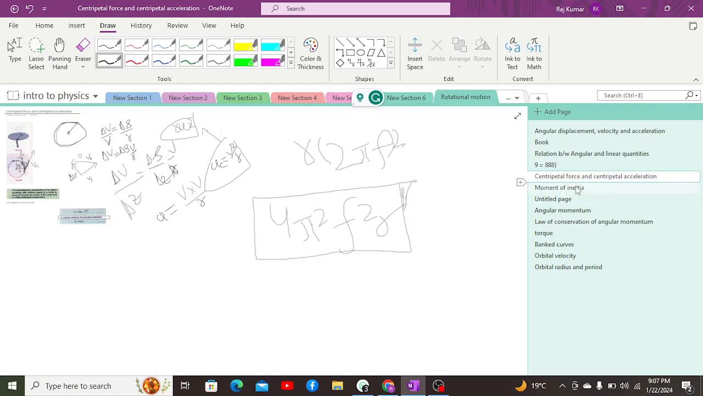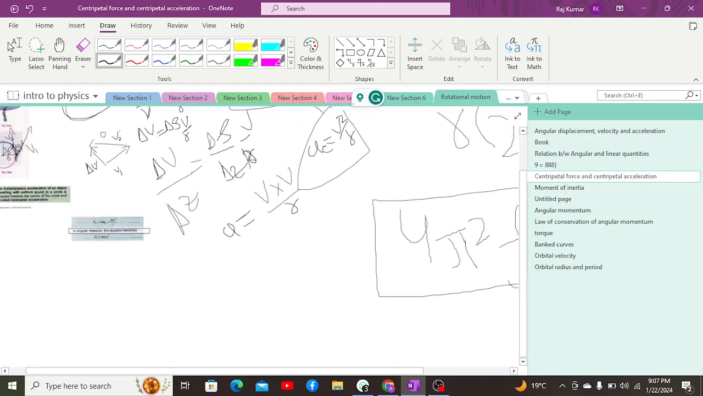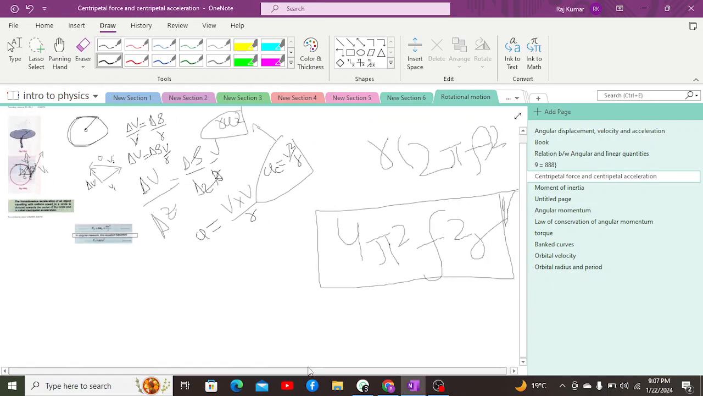Now this is some mathematical derivation. Again, the direction of centripetal acceleration is towards the center of the circle. And one more thing I would like to highlight is about centripetal acceleration as well as centripetal force. Whenever centripetal force is occurring, there will be a centripetal acceleration, and centripetal force is directed towards the center of the circle.